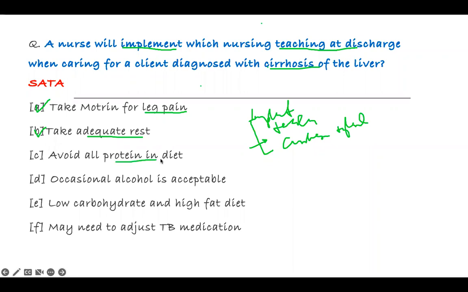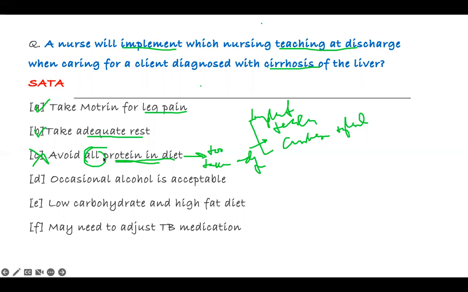Avoid all protein in their diet. This is the problem. You know, the liver manufactures some proteins, but the liver is affected. People think you don't have to eat too much protein because the liver cannot use the protein. No, you shouldn't stop all protein. You should minimize it, but don't stop. Avoid all protein. Take the adequate amount that you usually take. So don't stop it. Then, this is a key word there.